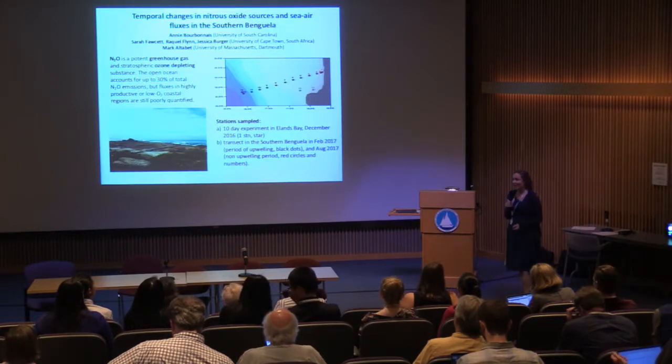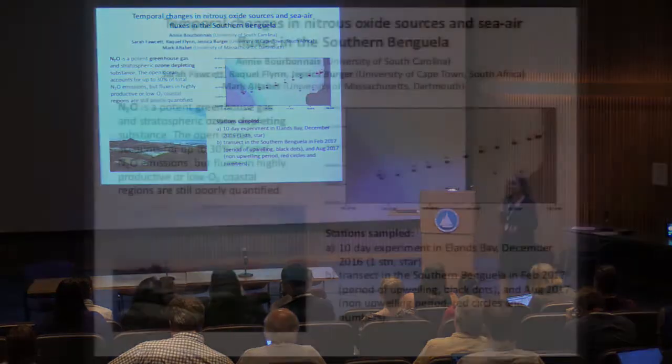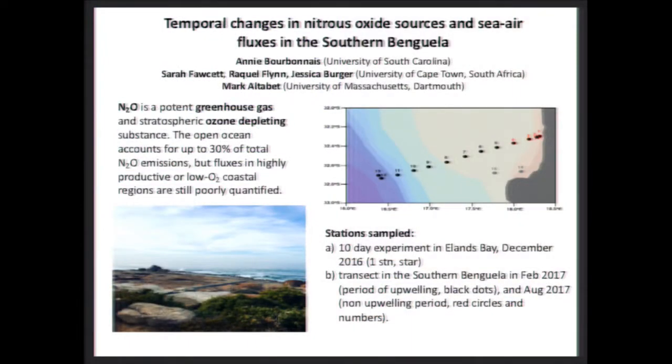So this project is in a collaboration with Sarah Fassett at the University of Cape Town. And the rationale for looking at N2O is that it's a greenhouse gas, and it destroys the ozone. Although we know that the open ocean accounts for 30% of the global emission, the coastal areas are still poorly quantified, especially the southern Benguela. So we sampled stations along this transect of the southern Benguela, during three times: December 2016, February and August 2017.